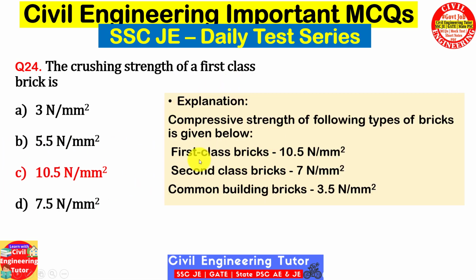And here are some references: for first class brick it is 10.5 megapascal, for second class brick it is 7 megapascal, and for common building bricks it is 3.5 megapascal. And just remember that this is the minimum compressive strength of any kind of brick. For quality assurance we have to have a minimum strength of bricks as 3.5 megapascal.